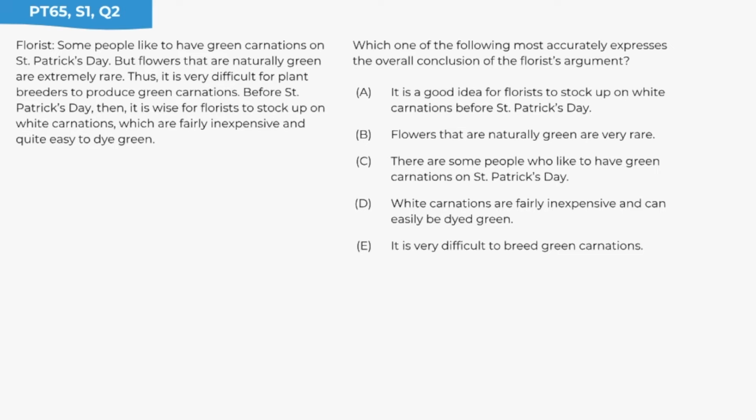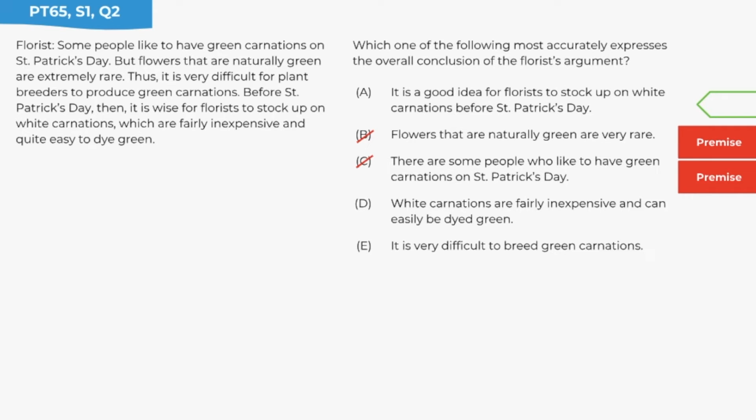Answer choice A says, it is a good idea for florists to stock up on white carnations before St. Patrick's Day. That looks like a winner. Let's hold on to A. Answer choice B says, flowers that are naturally green are very rare, and that's true, but that's not the main point, that's just a premise. Answer choice C says, there are some people who like to have green carnations on St. Patrick's Day. And yeah, that's true, that's the first sentence of the argument. But that's not the main point, that's the evidence for why the florist should be stocking up on white carnations so that they can dye them green.